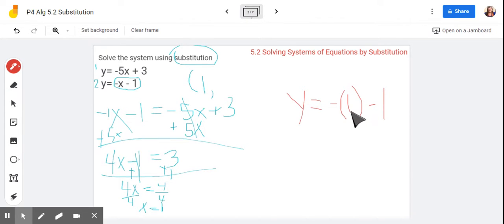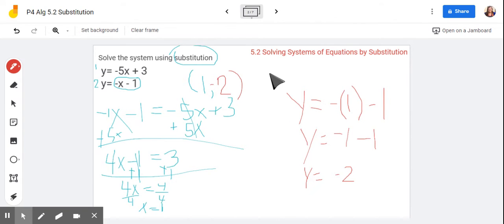So I know that the negative is being multiplied by the 1, so I get negative 1. And then I can solve. Negative 1 subtract 1 gives me negative 2. So then I have my second answer, or my y coordinate, which is negative 2. So my answer as an ordered pair is 1, negative 2. So if I had graphed these, I would get the answer 1, negative 2 as well.